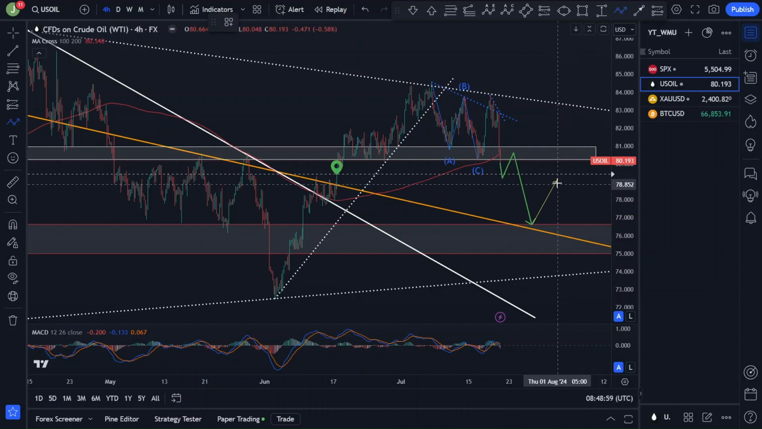Sorry, it was a wrong arrow. Retesting again this white blue dotted uptrend line, and from there on build a base and continue higher.